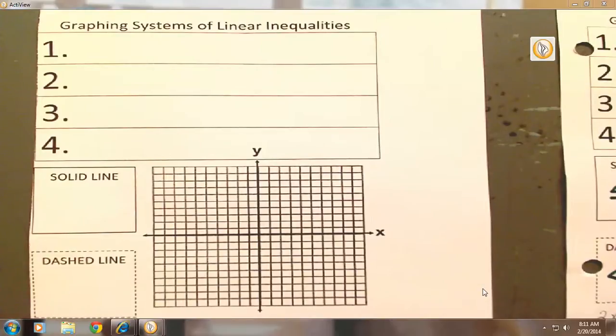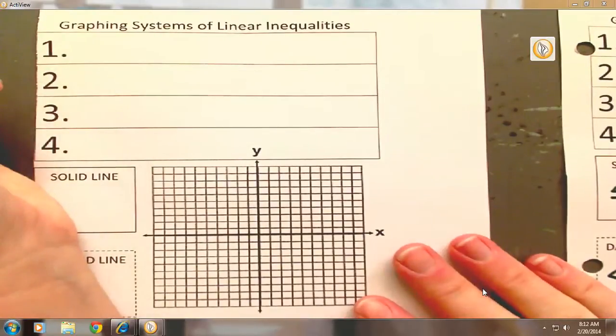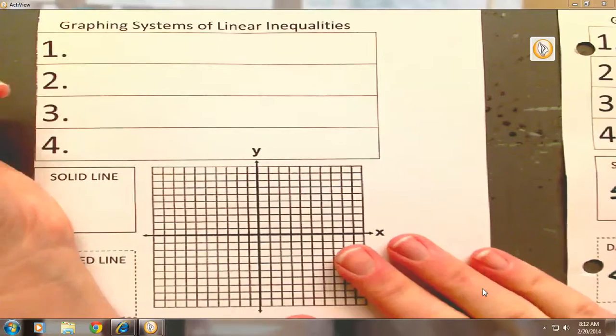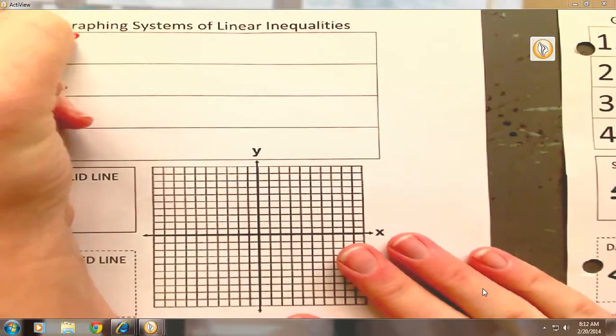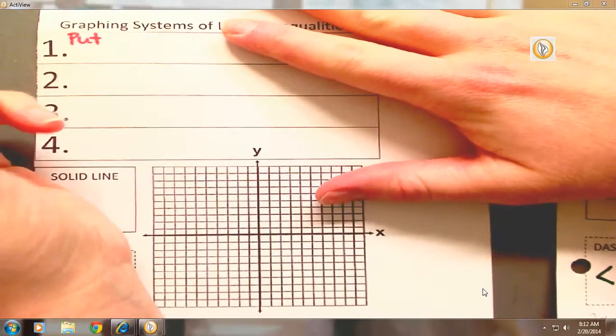What's the first thing we do? If we're wanting to graph anything, doesn't matter if it's a system or just a regular equation, what do we do first, Melissa? Put it in slope-intercept. Exactly, and that's going to be our first step. We're going to say put each inequality into slope-intercept form. I'm going to use marker, but if you want to use your pencil or pen, you could do that too.